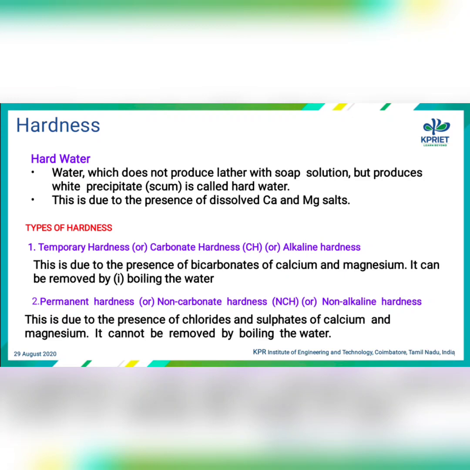Temporary hardness is due to the presence of bicarbonates of calcium and magnesium and can be removed by boiling and addition of lime, while permanent hardness is due to the presence of chlorides and sulfates of calcium and magnesium and can be removed by the addition of soda lime and zeolites.